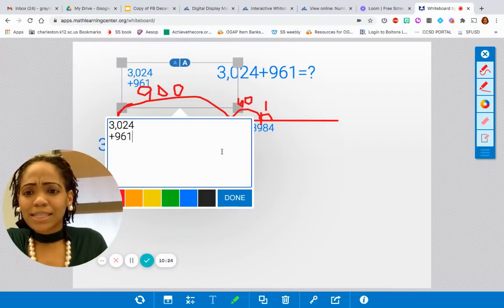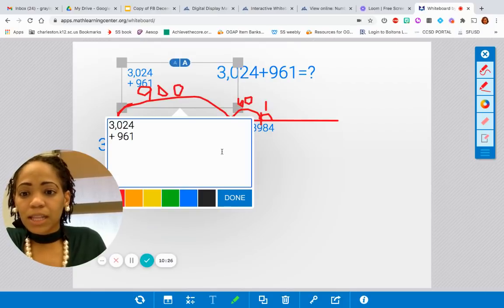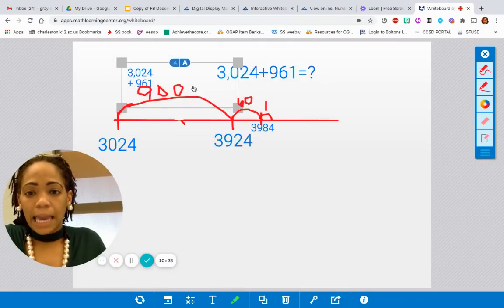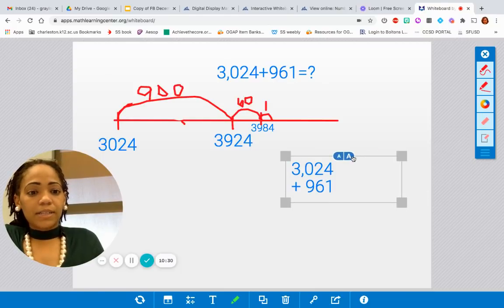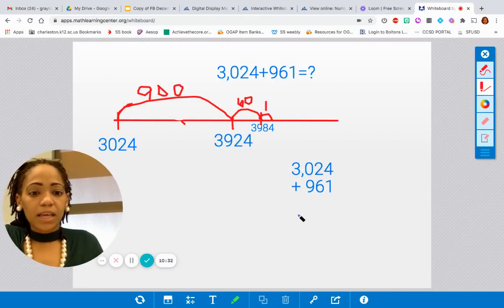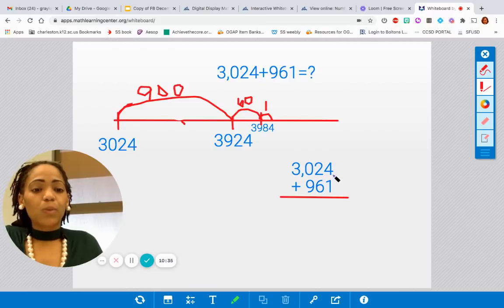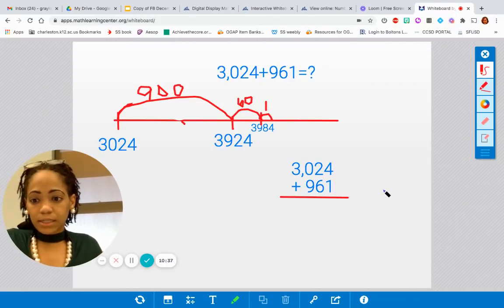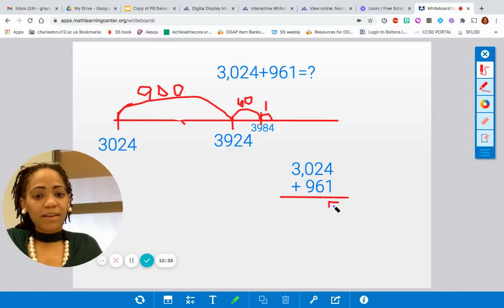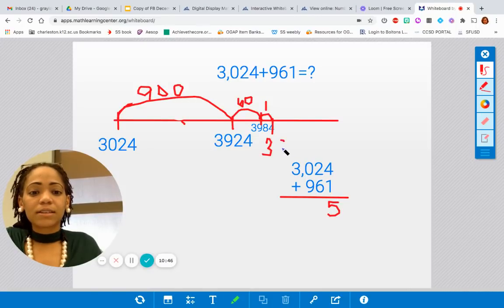Plus 961, and I'm going to try to line it up as best as I can. All right, so here's our problem. Let's think about this. What is 4 plus 1? 5, which I didn't create my number here, but the answer is 3,985. That is my answer. Okay.